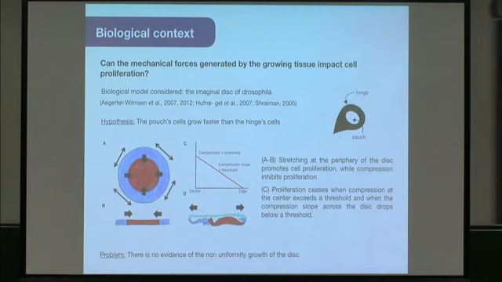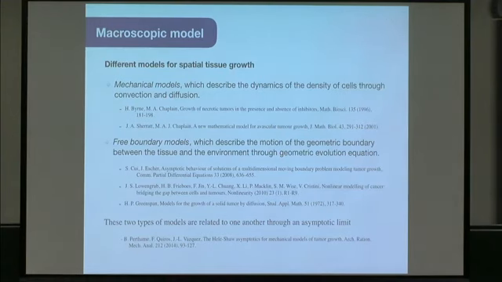We decided to make a model where we can see if, even with the same growth rate, we can still observe this kind of behavior. I told you we were going to focus on macroscopic models. In this, there are two distinct kinds of model. One is the mechanical model, where you consider a density of cells, and you have a PDE that tells you how the density of cells is going to evolve, either with diffusion or transport or any term we want.